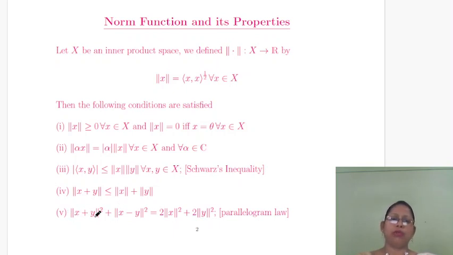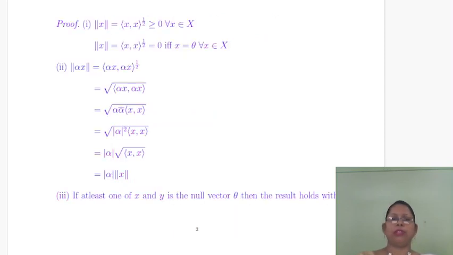Fifth property, norm of x plus y whole square plus norm of x minus y whole square is equal to 2 norm of x square plus 2 norm of y square. This property is known as parallelogram law. Now next we are going to prove these properties.